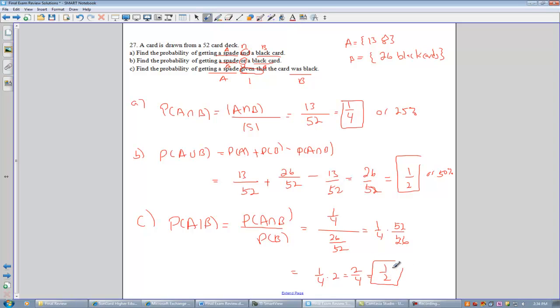So what's the probability that you get a spade given the card was black? Well, if you have the black cards, the only black cards are spades and clubs. And 1/2 of them are spades and 1/2 of them are clubs. So now the probability that you get a spade is exactly what you think. 1 over 2, 1/2.